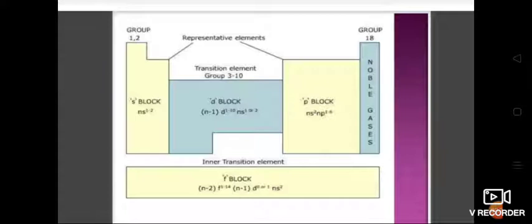So what are the properties of S block elements? Soft metals, low melting and boiling points, highly reactive. Most of them give a colored flame. They form ionic compounds and are good conductors of heat and electricity.